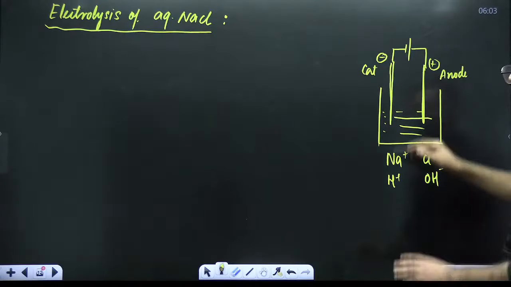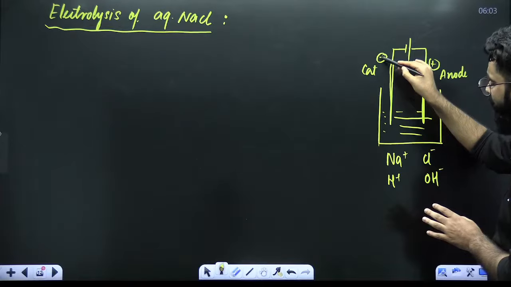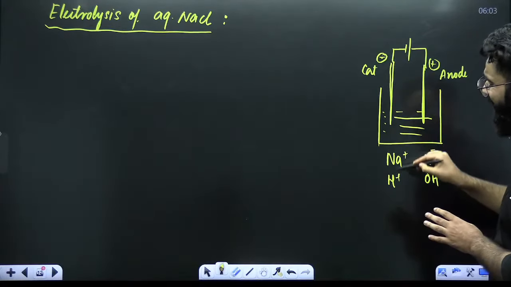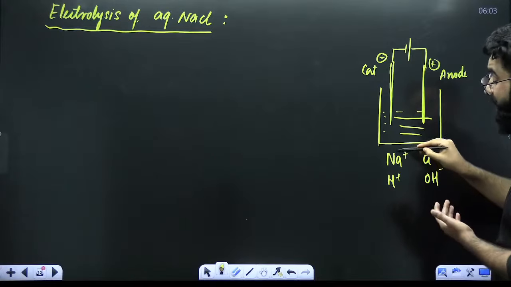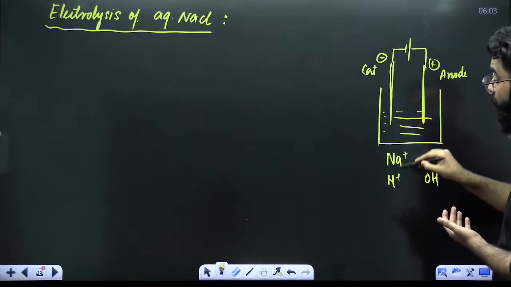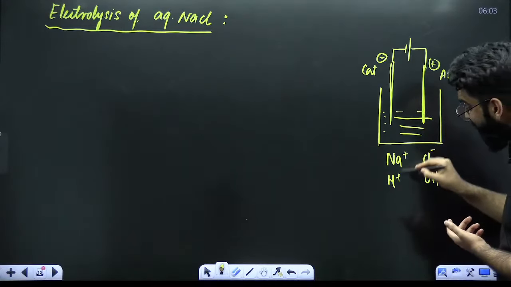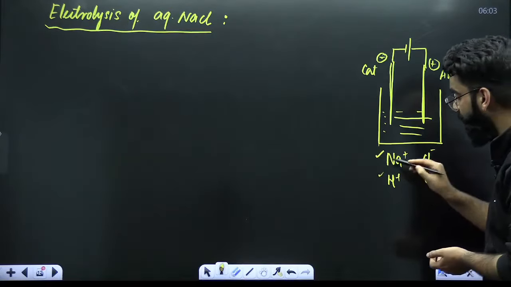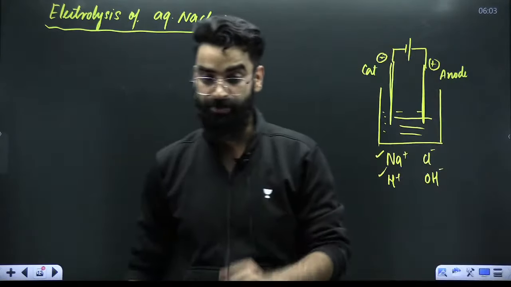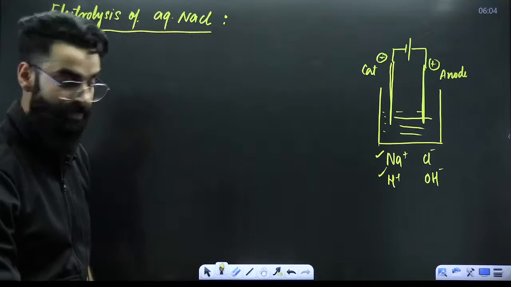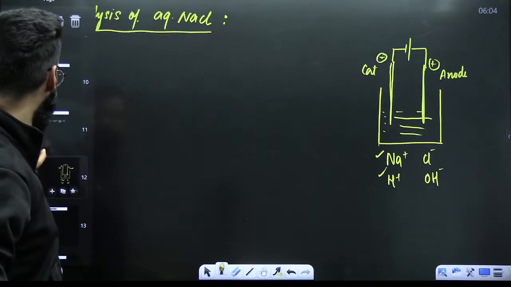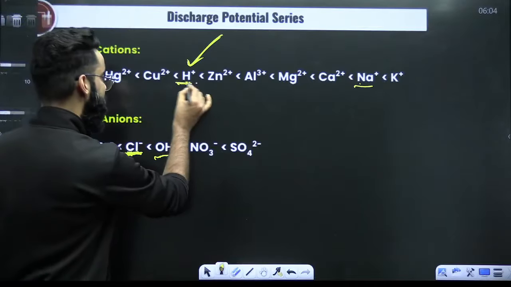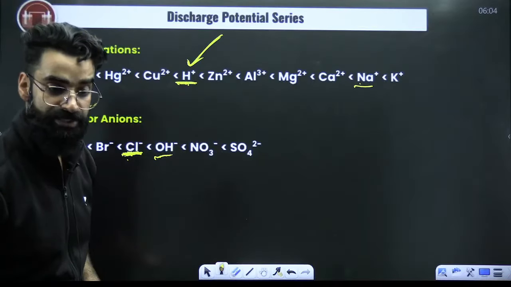Now, this negatively charged rod will try to attract Na positive as well as H positive towards itself. Both these ions would want to undergo reduction at cathode. But that cation will undergo reduction whose discharge potential is less. Now compare Na positive and H positive. Which one has got lesser discharge potential? It is H positive which has got lesser discharge potential.